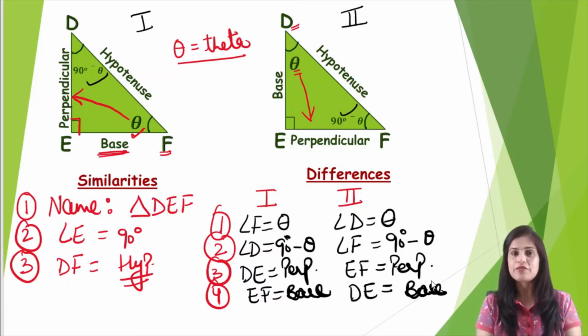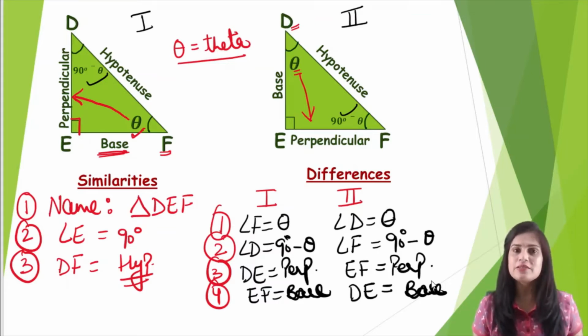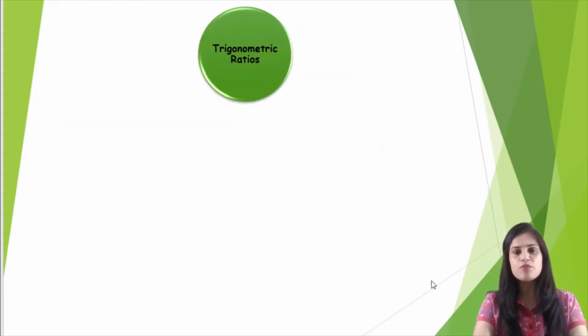In this activity we have concluded that, first, very simply, the side opposite to 90 degrees is always the hypotenuse. That is always true. But when we talk about base and perpendicular, the perpendicular is the side which is always opposite to theta, or the angle which we are considering in the trigonometric ratio, right? And the remaining side will be taken as base. So this is all about the conclusion of the activity. Let's move to trigonometric ratios again.